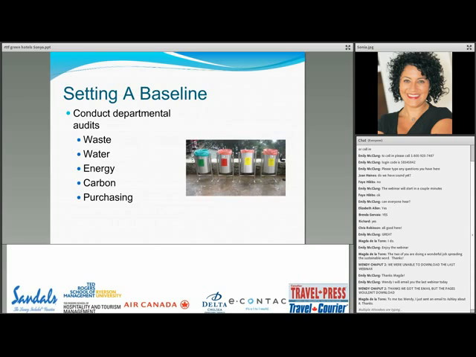Setting a base thing that is necessary, and really that's just measuring. That's measuring what it is that you produce in terms of waste, in terms of water, in terms of energy, in terms of carbon, in terms of purchasing.